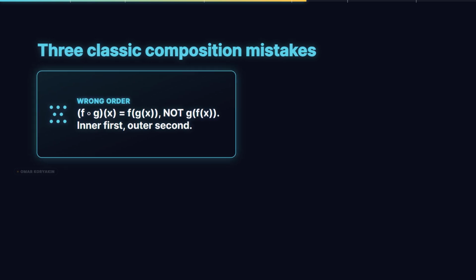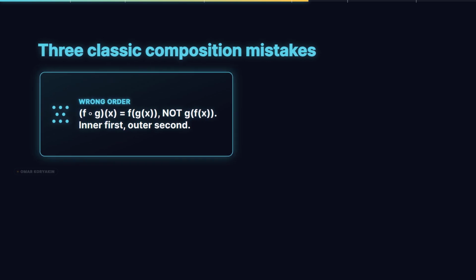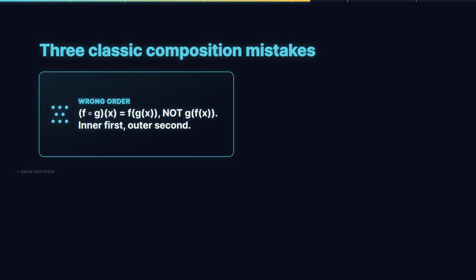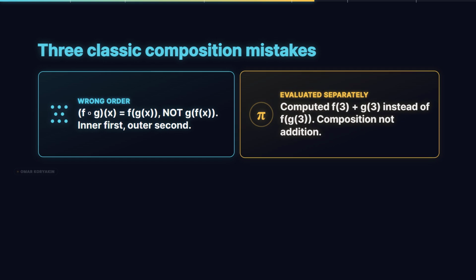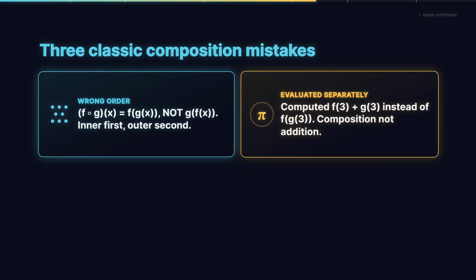The fix is to memorize the inner to outer rule clearly. The function next to the x is applied first, the function farther from the x is applied last. Some students write the composition as f of parenthesis g of x parenthesis to make the inner, then outer order visually obvious. Second mistake, treating composition as if it were addition or multiplication of the two function values.